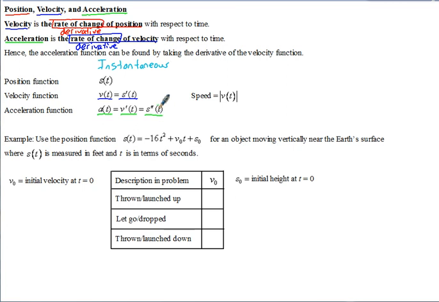And then there's a slight difference between velocity and speed. Velocity can be positive or negative because it tells you not just how fast something is going, but in which direction. However, speed is defined as the absolute value of velocity. So speed can never be negative. It doesn't indicate direction at all. It's just how fast something's going.